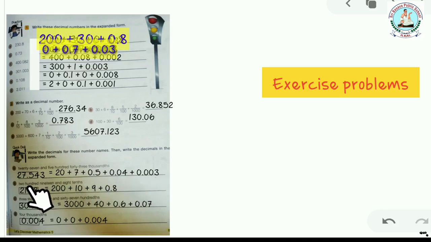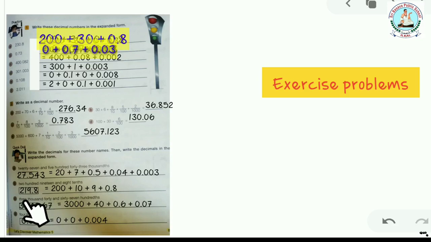Next number name is 219 and 8 tenths. So 219 is the whole part, so we write that first, then the decimal point, and 8 tenths, which means 8 is in tenths place. So 200, 10 is the place value of this 1, and 9 is the place value of this 9. Next, 8 tenths means 8 is in tenths place, so it can be written as 0.8.